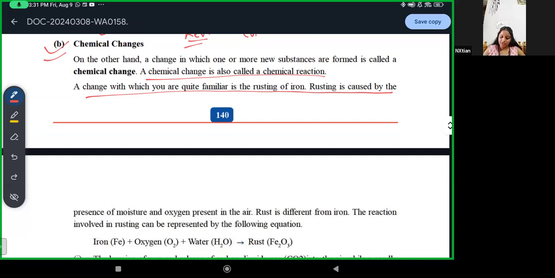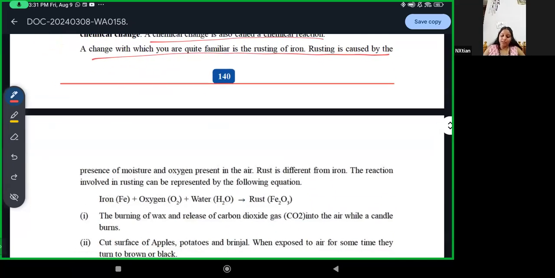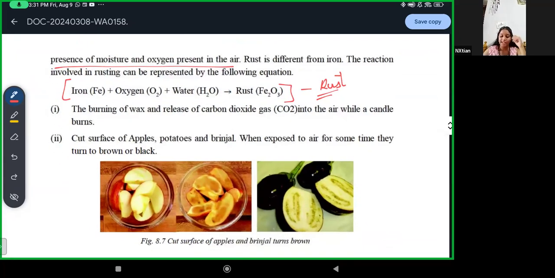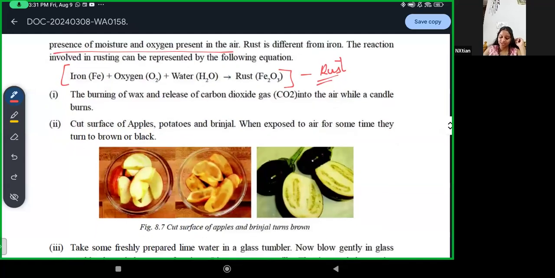Okay, a change with which you are quite familiar is the rusting of iron. It's caused by the presence of moisture and oxygen present in the air. This we know. So this is the reaction for rusting. Iron plus oxygen plus water gives rust. Chemical compound is Fe2O3. Okay, this is a rust chemical reaction. So burning of wax and release of CO2 in the air while a candle burns. This is also a chemical reaction.